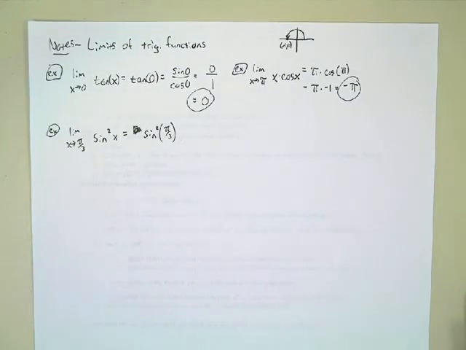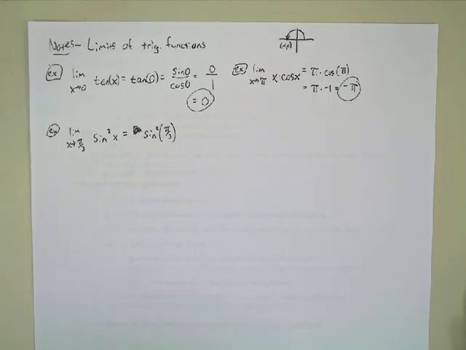So what am I supposed to do first here? Am I supposed to square the pi over 3 and then take the sine of that? Or am I supposed to take sine of pi over 3 and then square it? Take the sine of pi over 3 and square it. We do the sine of pi over 3 first, okay?